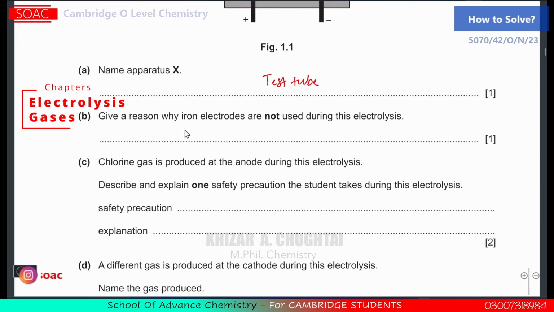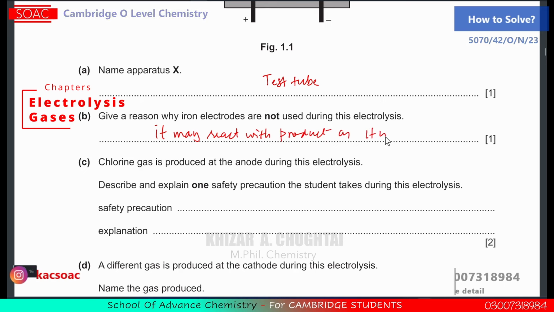Part B, give a reason why the iron electrodes are not used during this electrolysis. Basically, it may react with the product formed as it is a non-inert electrode. So that's why it cannot be used.